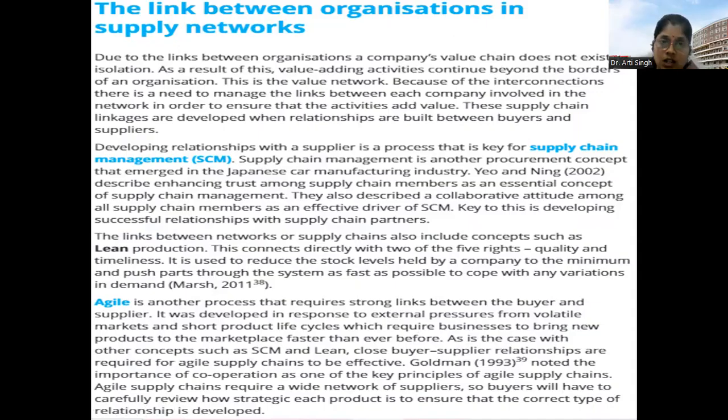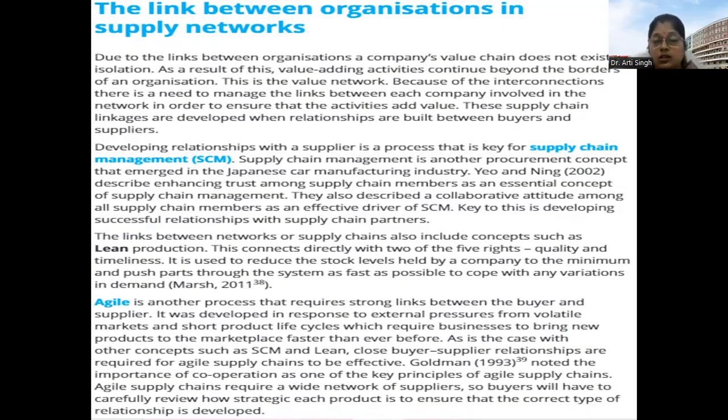Because of these interconnections, we are able to manage the links between the company and other intermediaries, right? These supply chain linkages are developed when the relationships are built between the buyers and the suppliers. That is why the supply network is much more important to manage a successful contract.